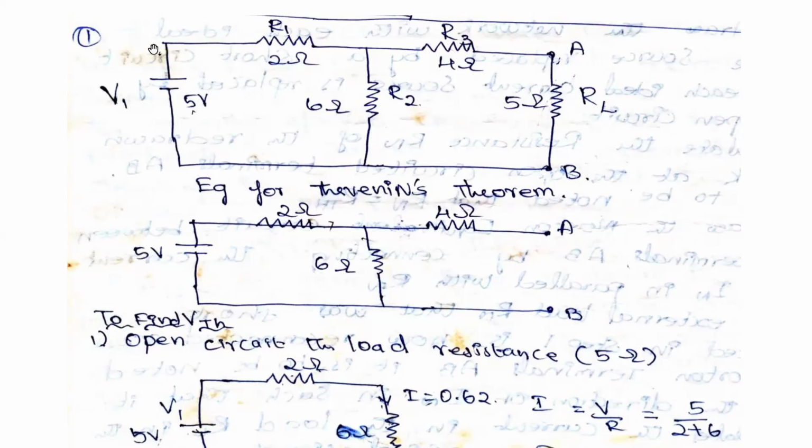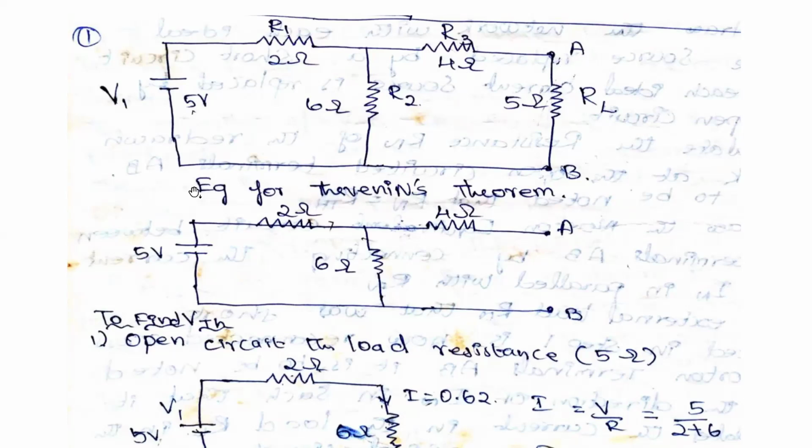Say for example, this problem is given. Here the voltage source is 5 volts, R1 is 2 ohms, R2 is 6 ohms, R3 is 4 ohms, and the load resistance is 5 ohms. First, when the problem is given, you mark the load resistance points as A and B, just for our reference. So for simplification, we are marking these 2 points as A and B.